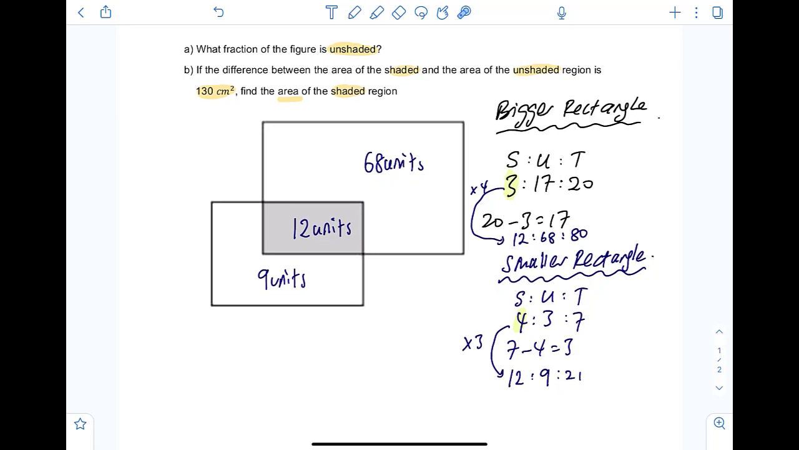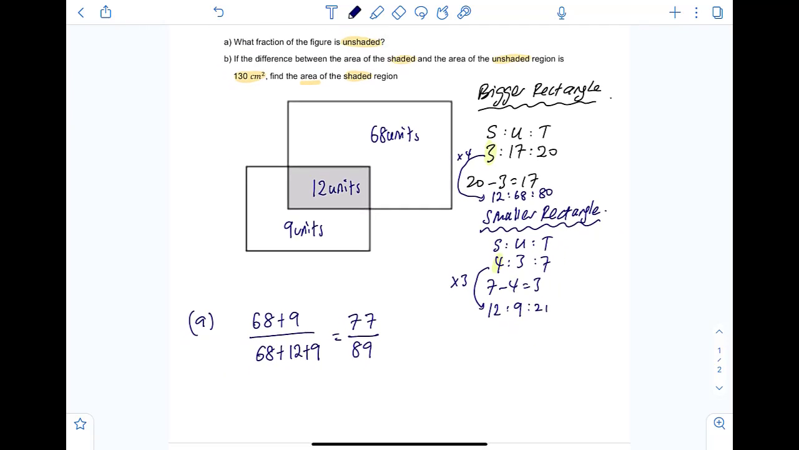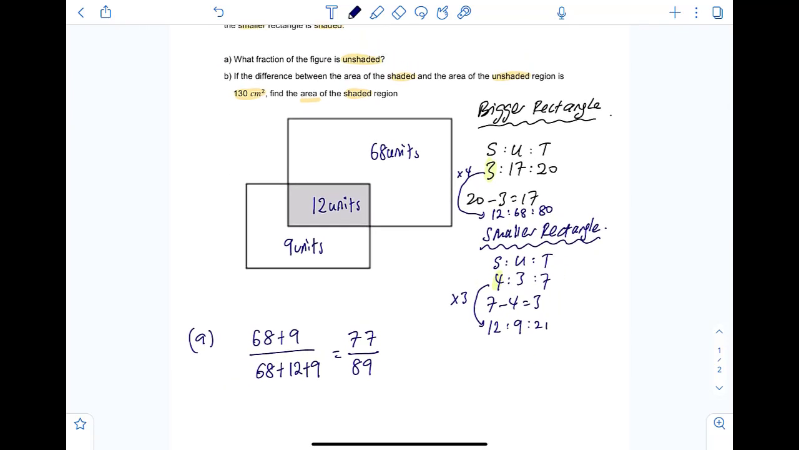So unshaded will be 68 plus 9 divided by the total. Total will be 68 plus 12 plus 9. 68 plus 9, that is unshaded. Okay, divide by 68 plus 12 plus 9. Alright, this is the total area. This is only the unshaded part. 68 plus 9, that will give us 77. Divide by 89. Alright, 77 out of 89 of the figure is unshaded.